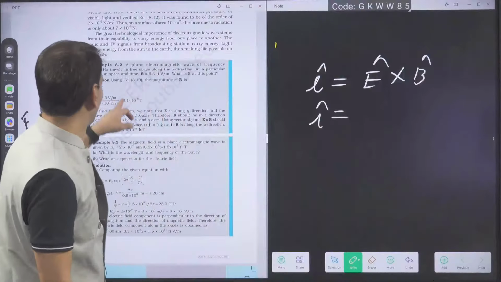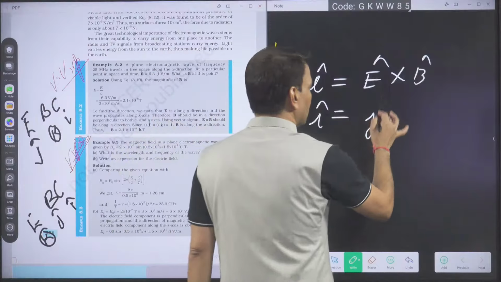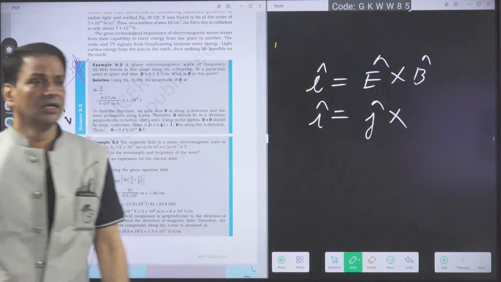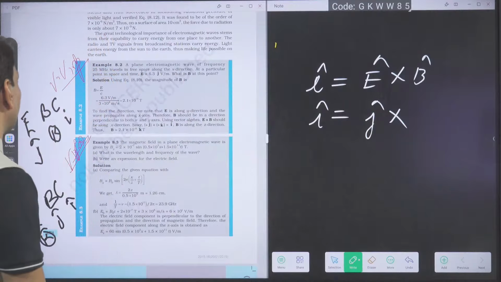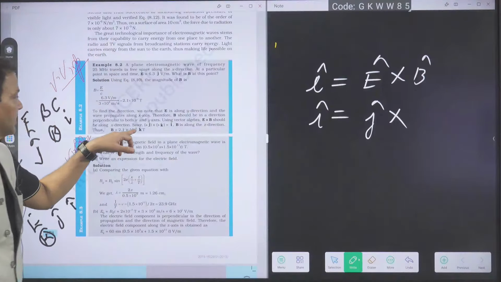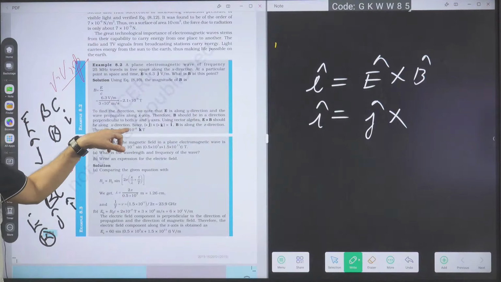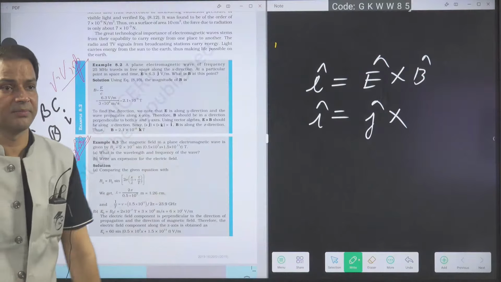Electric field they given what? J cap. Now what is the magnetic field? So we know that J cross K is equal to I. So magnetic field will be in the K cap. So that is they have written K cap. So 2.1 into 10 to the power minus 8 K cap.